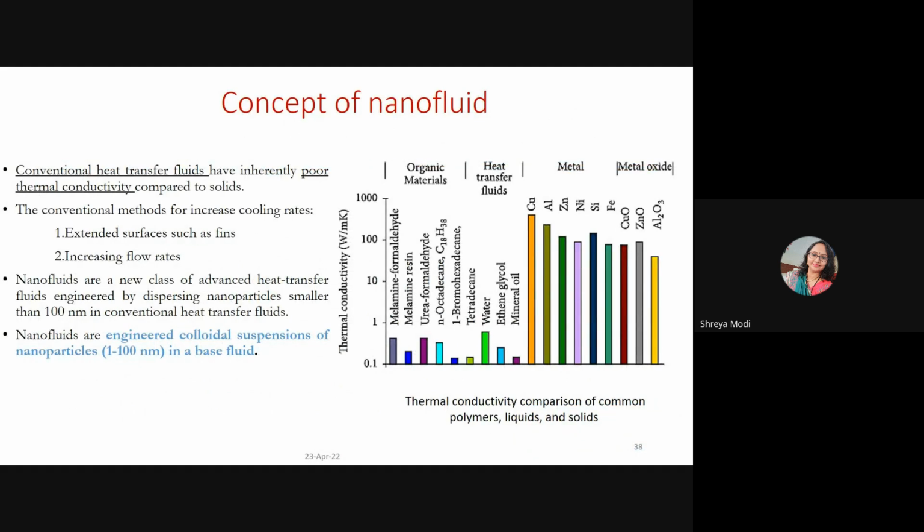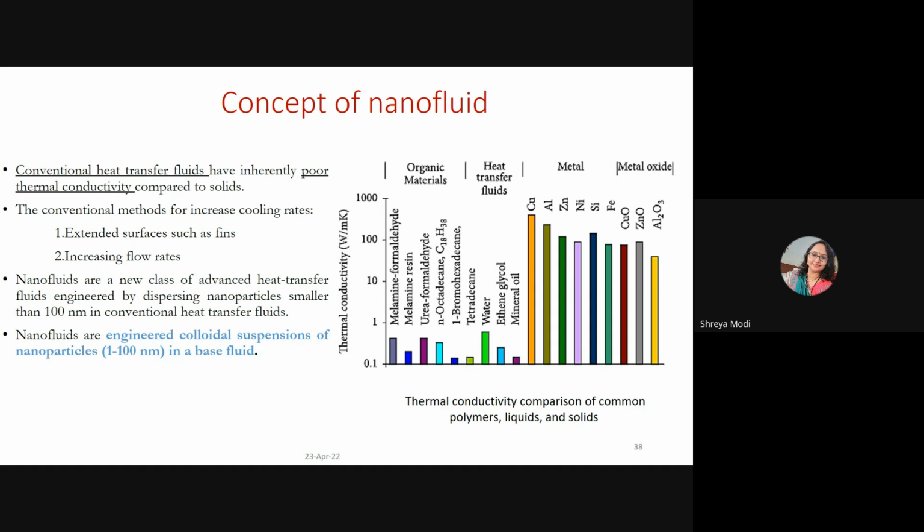Concept of the nanofluid. What is a nanofluid basically? Conventional heat transfer fluids have inherently poor thermal conductivity. Whatever fluids are there, like water and some other organic materials and fluids, ethylene glycol or engine oil, they have very poor thermal conductivity. Can we make them thermally more conducting? Yes, it is possible by incorporating nanoparticles, right?